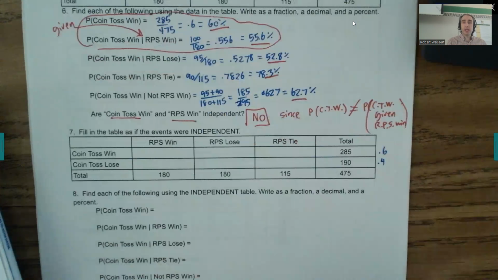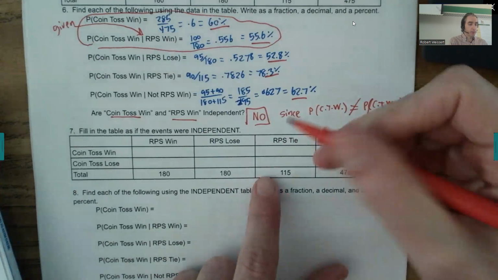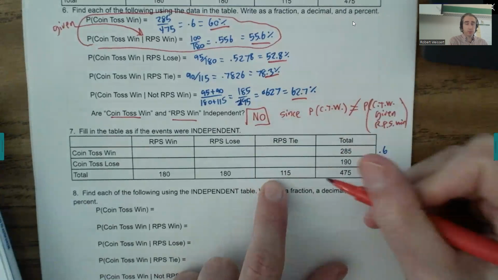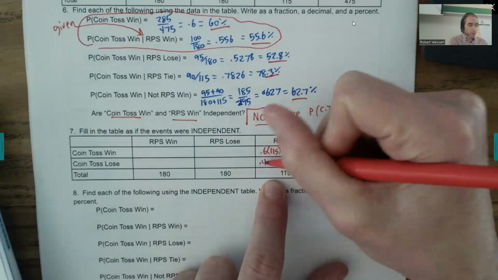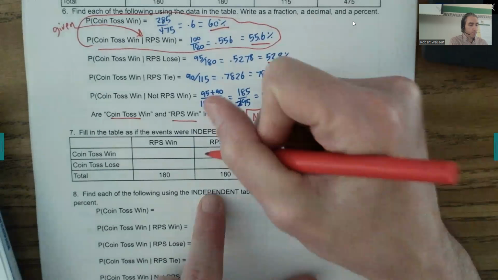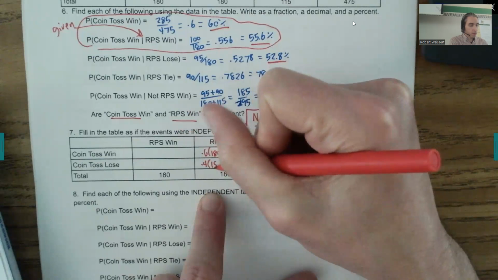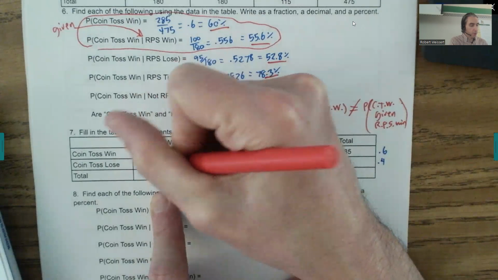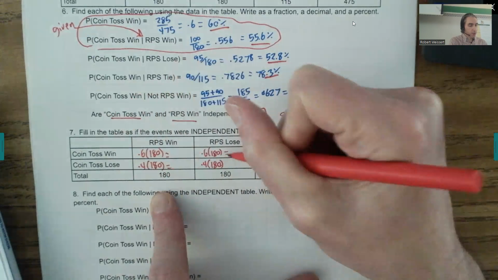And if I were going to make this table as an independent table, what I would do is take the probability that's here and multiply it by your denominators down here. So I'm going to say 0.6 times 115, 0.4 times 115, 0.6 times 180, 0.4 times 180, and 0.6 times 180, which is the same thing, and 0.4 times 180. Make those calculations, see what you get.